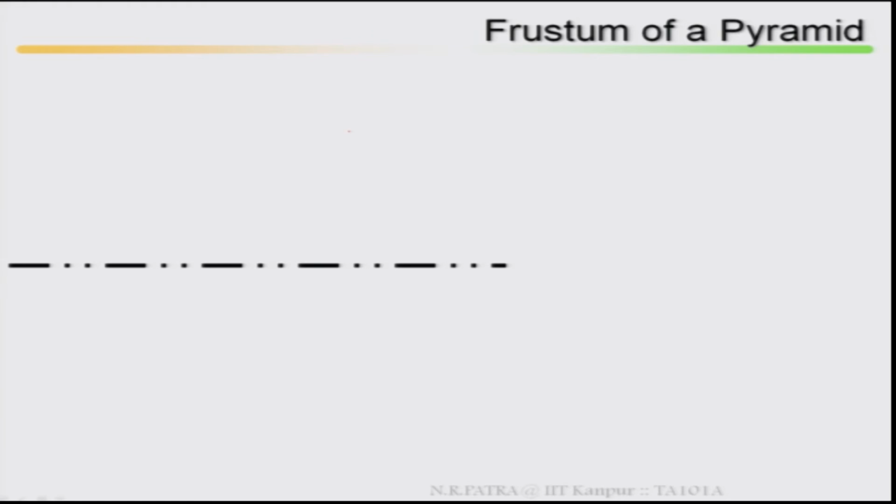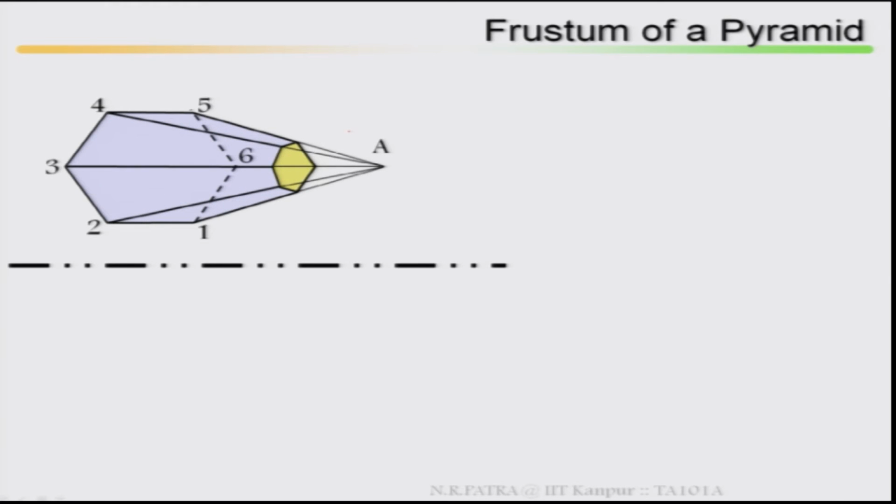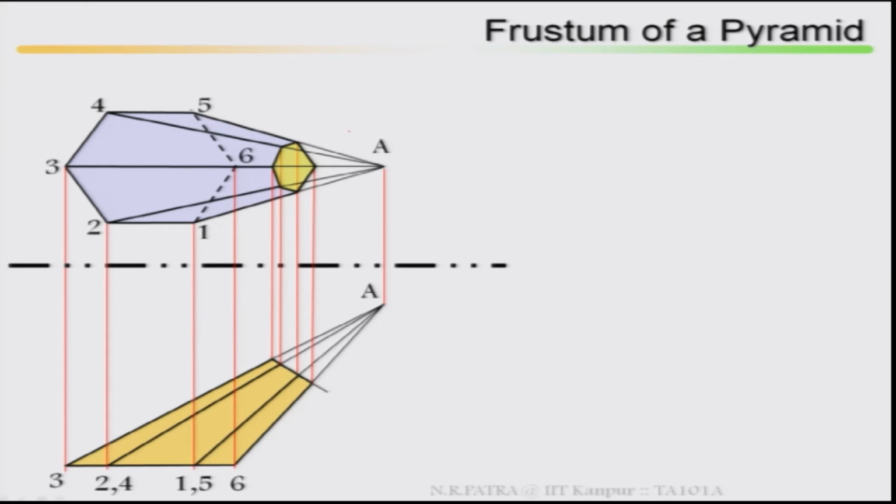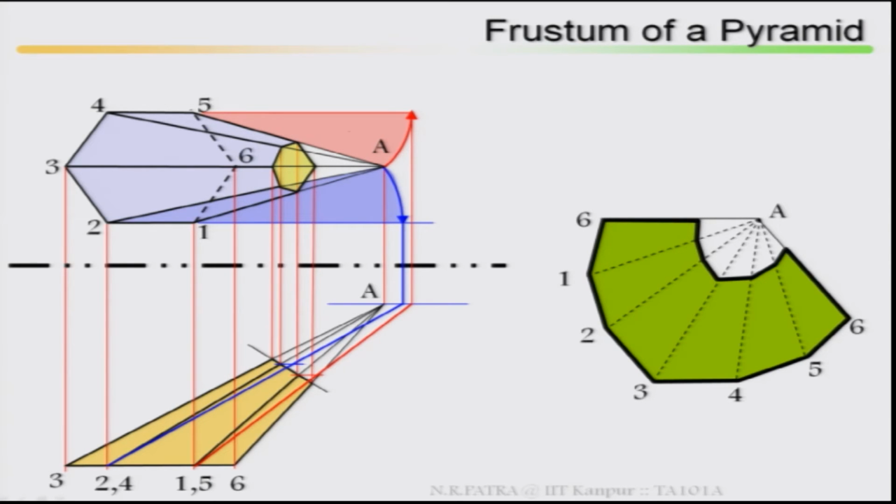Then come to the next, frustum of a pyramid. Look at here, a pyramid is there, it has been cut, then frustum of the pyramid, this part will be there, this part will not be there. It has been extended to look like a pyramid, then project it back, then draw all the lines, and you have to find out the true lengths.